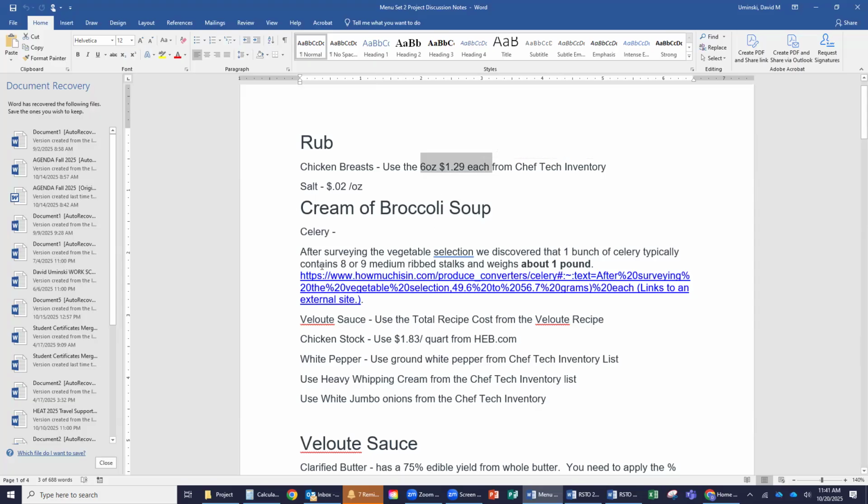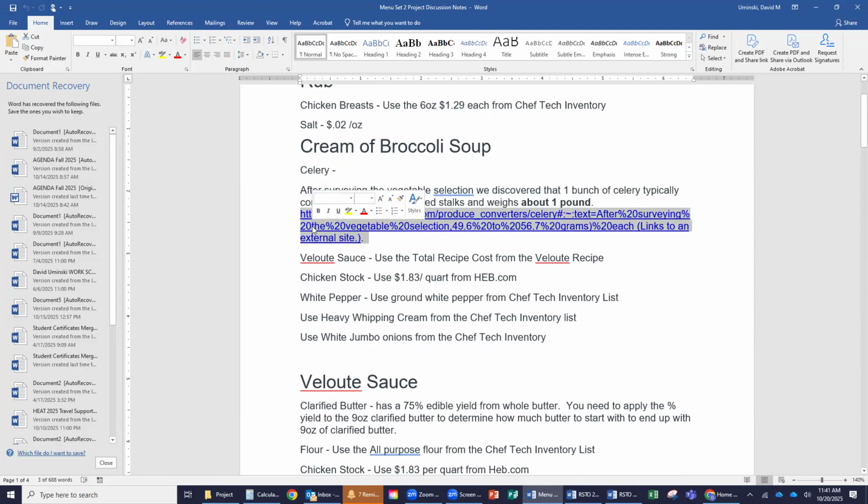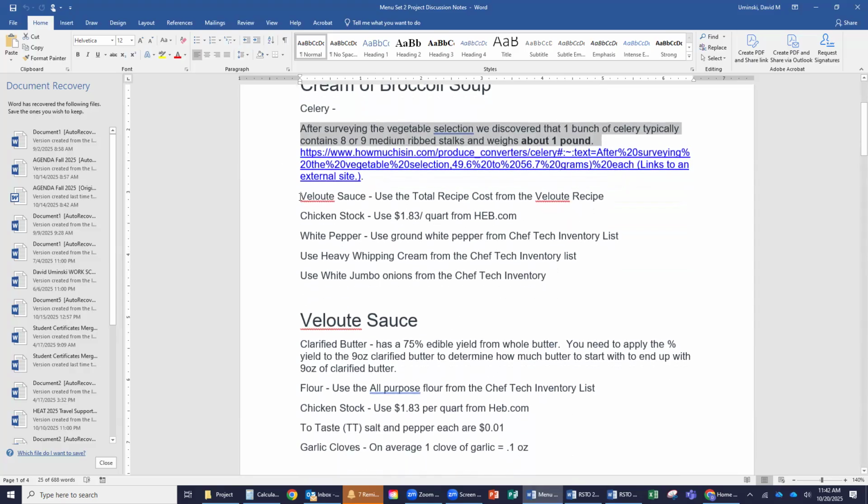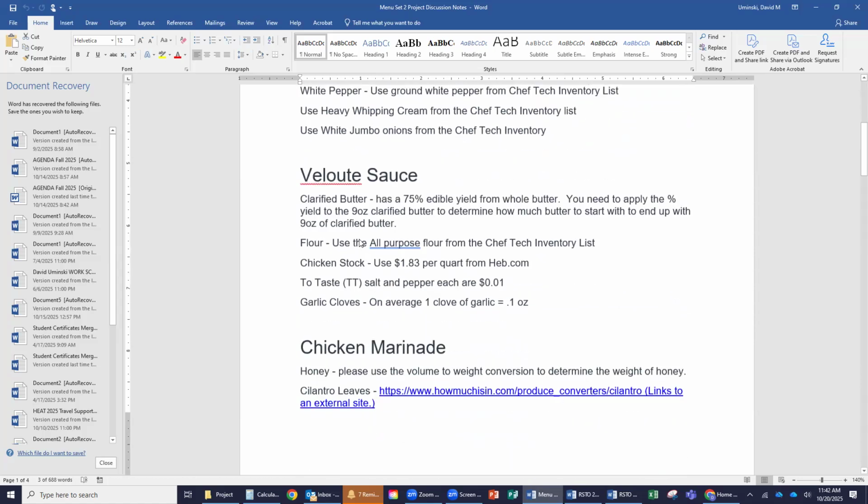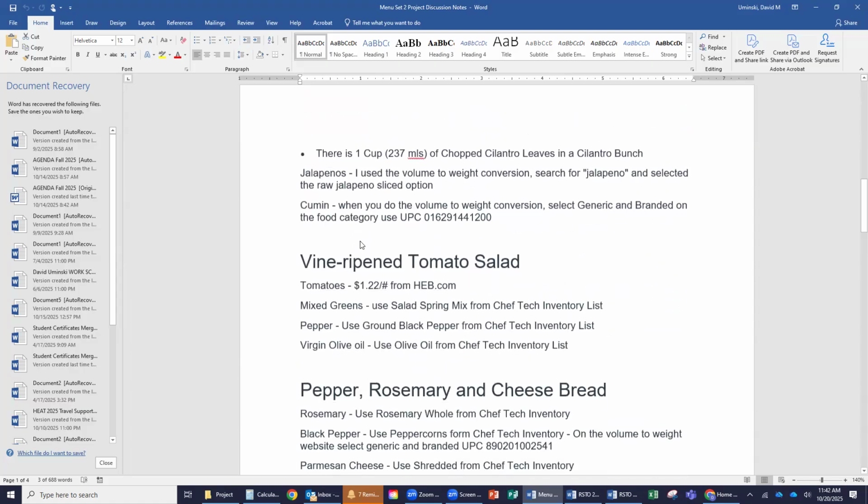Anytime that you see a link like this, the link is basically my citation for this information right here. Okay. So you really don't need to do anything with this link. All the information is right here. Okay. And so notes like when you're making the broccoli soup, you're going to use the total recipe cost from the velouté recipe. That's going to be the line item for the recipe on the soup. Okay, so this is where I'm going to give you a lot of information.